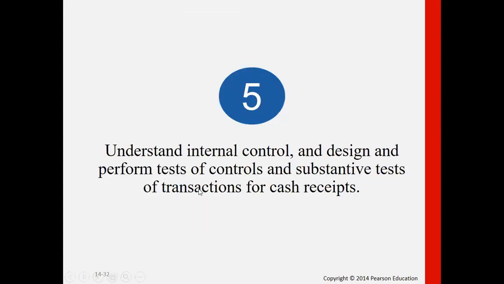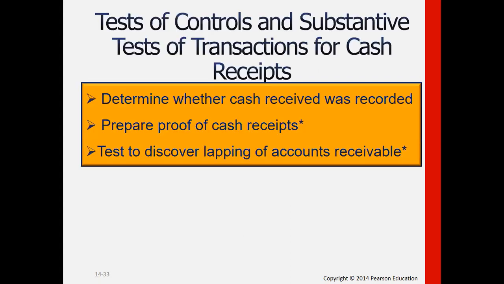For the fifth one, we have to understand internal control. And then, as said, it can be documented in a form of flowchart, or we can have narrative way of doing that, or paragraph form. Design and perform tests of controls and substantive tests of transactions for cash receipts. So we have the collections now.